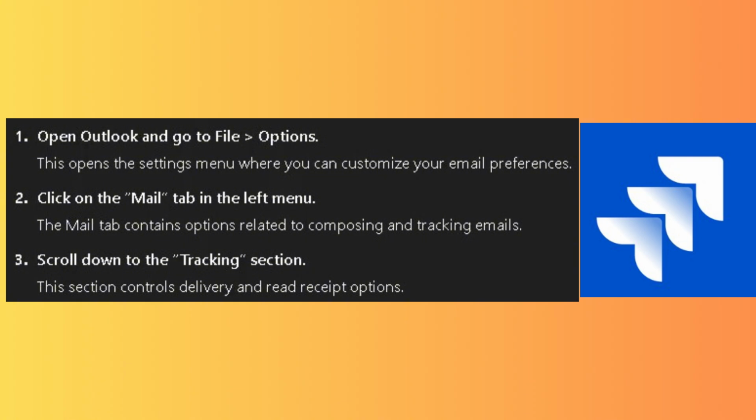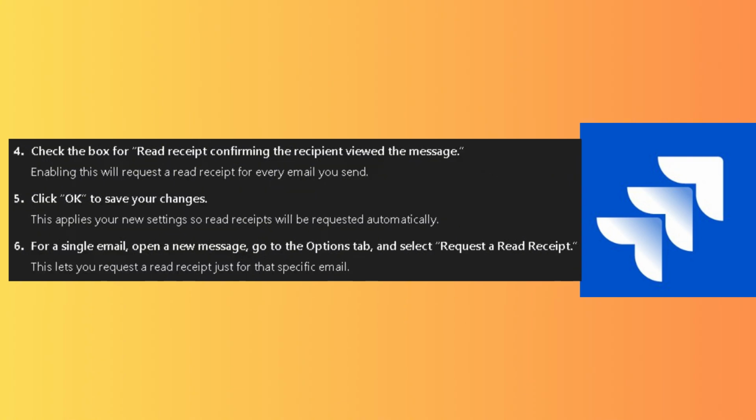Scroll down to the Tracking section. This section controls delivery and read receipts only. Check the box for Read Receipt, confirming the recipient viewed your message. Enabling this will request a read receipt for every email you send. Click OK to save your changes. This applies your new settings, and receipts will be requested automatically.